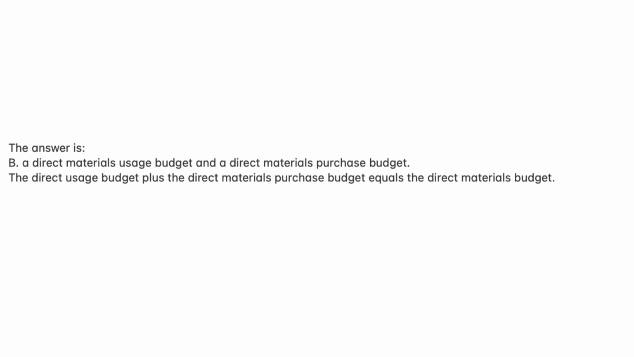Question 22. The direct materials budget is often broken down into A. A direct materials mix budget and a direct materials yield budget. B. A direct materials usage budget and a direct materials purchase budget. C. A direct materials mix budget and a direct materials purchase budget. D. A direct materials yield budget and a direct materials usage budget. The answer is B. The direct materials usage budget plus the direct materials purchase budget equals the direct materials budget.